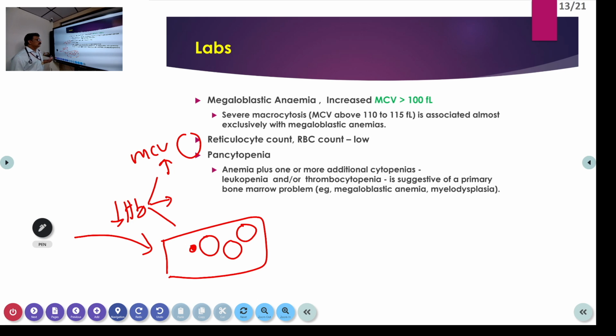But the advantage is, actually bone marrow study is suggested here, but if you give B12, immediately within 48 hours you can see the response. So you can avoid bone marrow study in this type of patients. But if the patient does not respond to injection B12 or folic acid, then you have to go for bone marrow study because there are other reasons for pancytopenia.